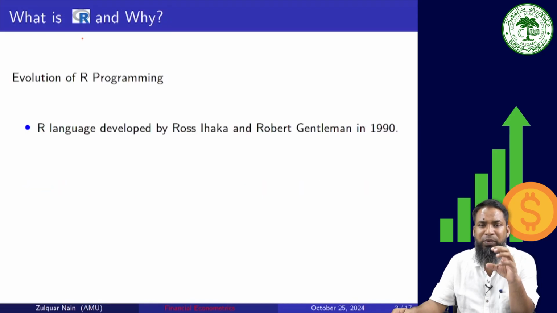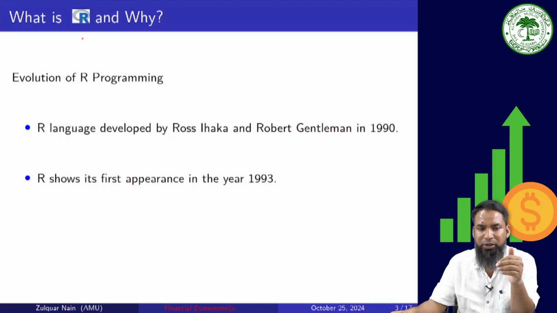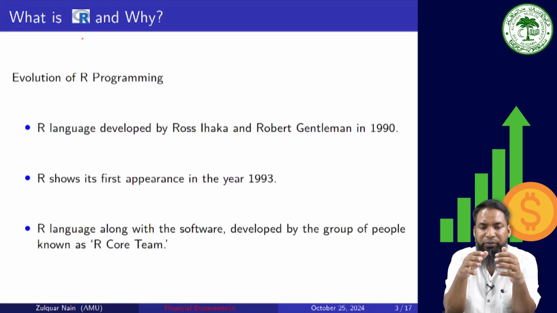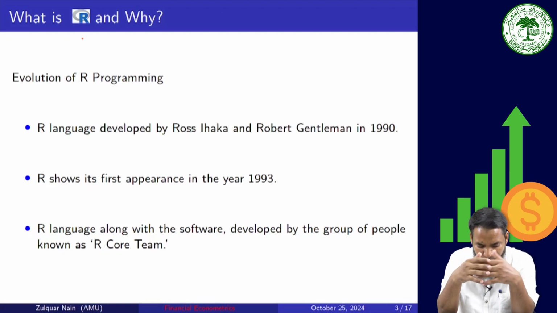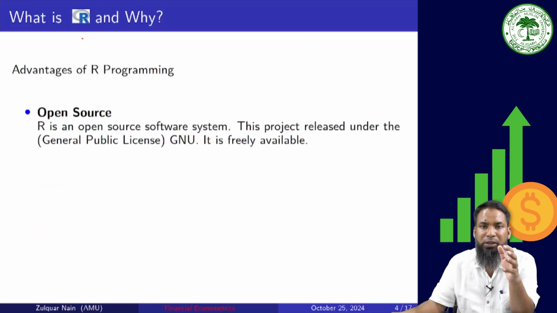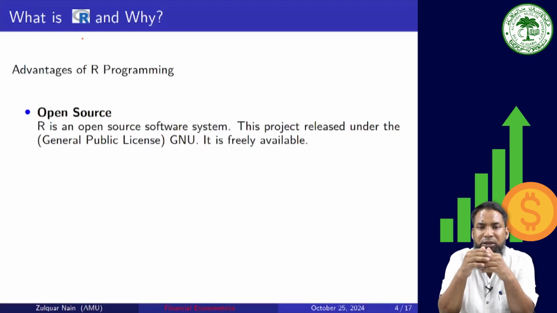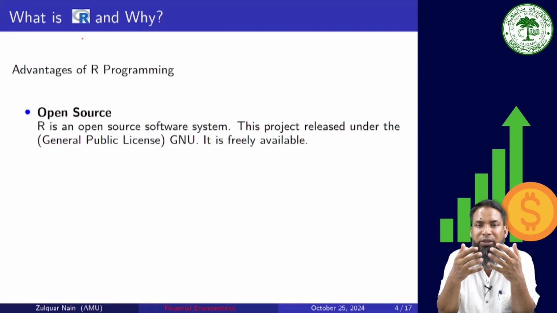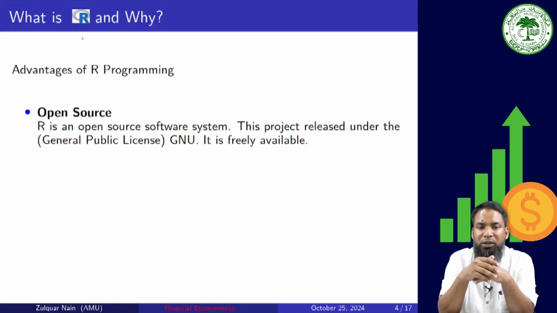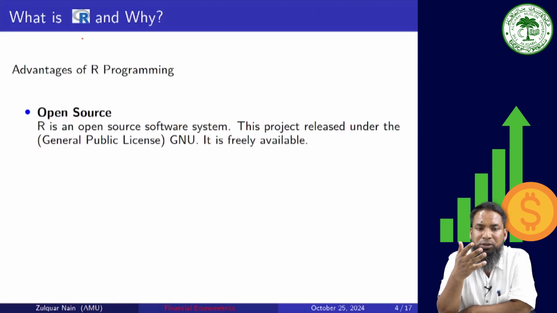So let us briefly discuss the history, how it evolved. Basically the R language was developed by Ross Ihaka and Robert Gentleman in 1990. However, it came into the public in 1993. The R language is primarily developed by a group of people known as the R core team. The interesting aspect of R, and why there is a phenomenal increase in the use of R, is because it is open source software. That is, this project is released under the general public license, so it is freely available, anyone can use it.